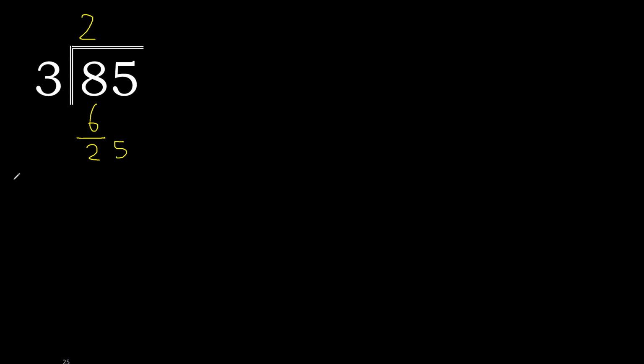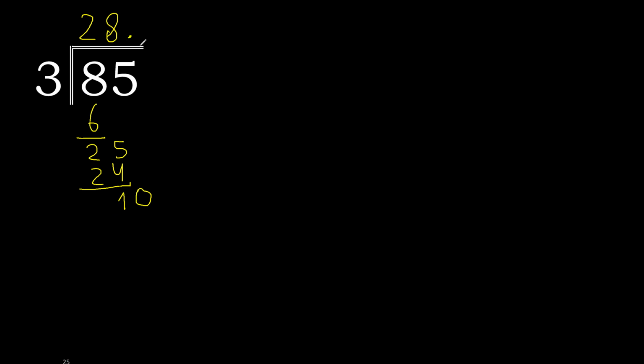Next, 25. 3 multiplied by 7 is 21. 3 multiplied by 9, 27 is greater. 3 multiplied by 8, 24. Okay. Subtract. There is no number left. Therefore, complete. Always complete with 0. Here, point. 0, point. Okay.